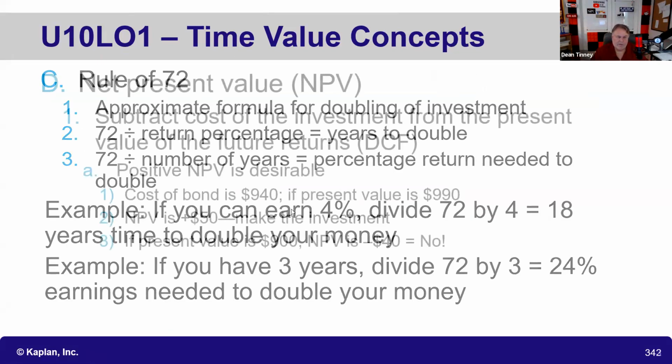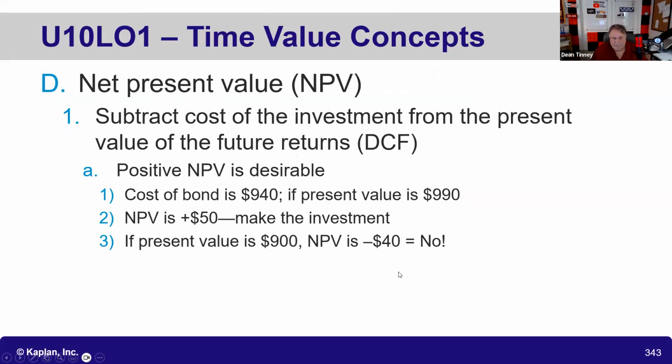So the rule of 72, you can actually do that, but here's the net present value in your question about internal rate of return. For net present value, we subtract the cost of the investment from the present value of the future returns. Positive net present value is always desirable. So let's say we're looking at a bond that's 940, and when we do the discounted cash flow, we come up with a present value of 990. Woohoo! That means we have a positive net present value, so we should consider buying the bond, because its cost is 940 and the future income streams discounted to present value are 990. So we found a free lunch.